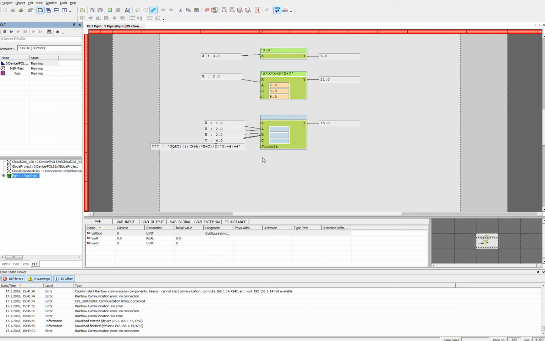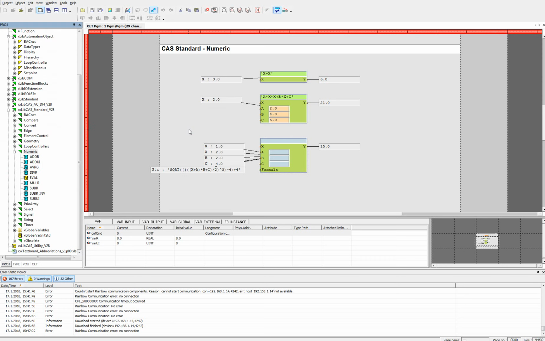For example, even from HMI, if we connect those values into the set points. And that's it from the Numeric Sublibrary of the CAS Standard library. Thank you.